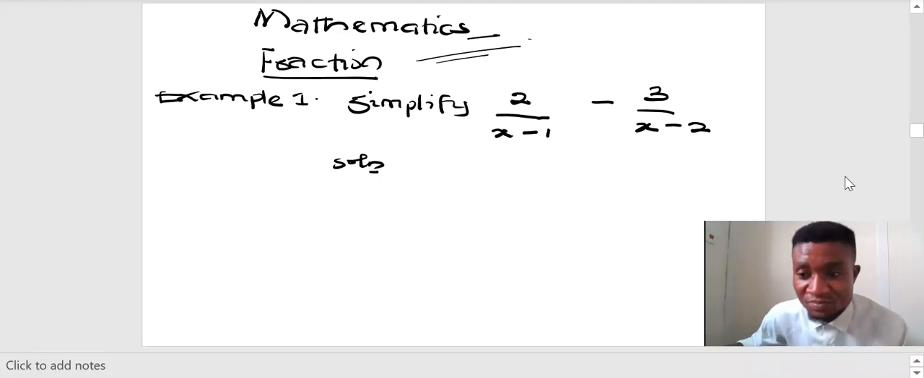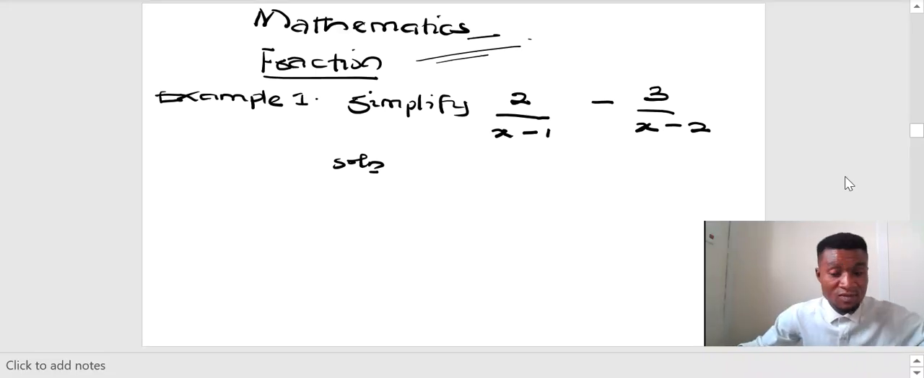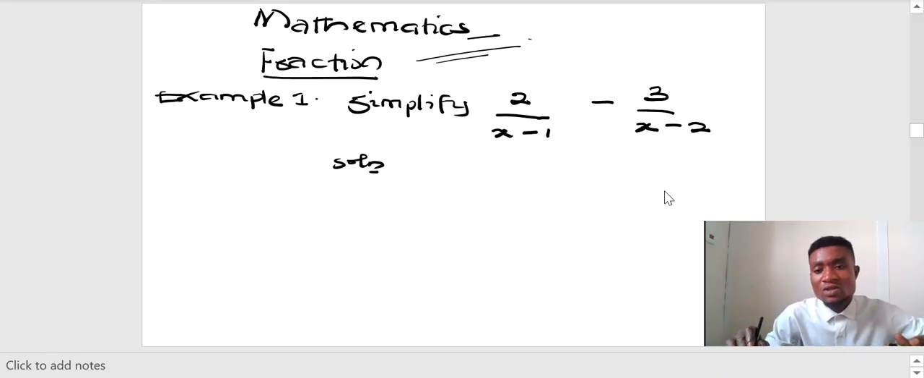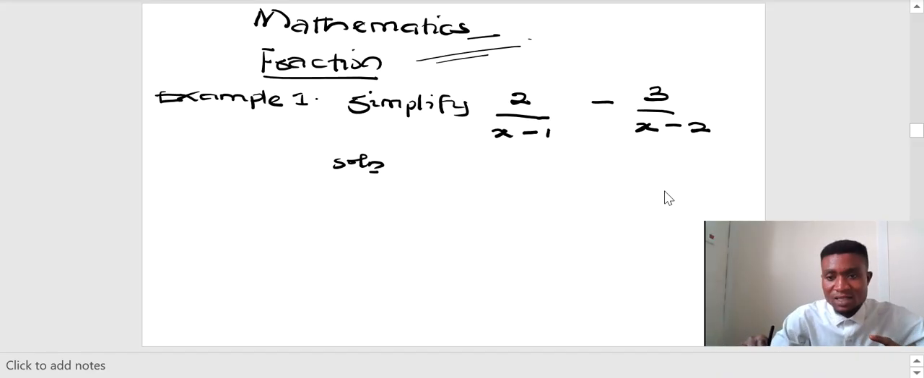All right, so welcome back to the continuation of our class in fractions. And we have an example here that we really need to work on right away. The question is for us to simplify 2 divided by x minus 1 minus 3 divided by x minus 2.